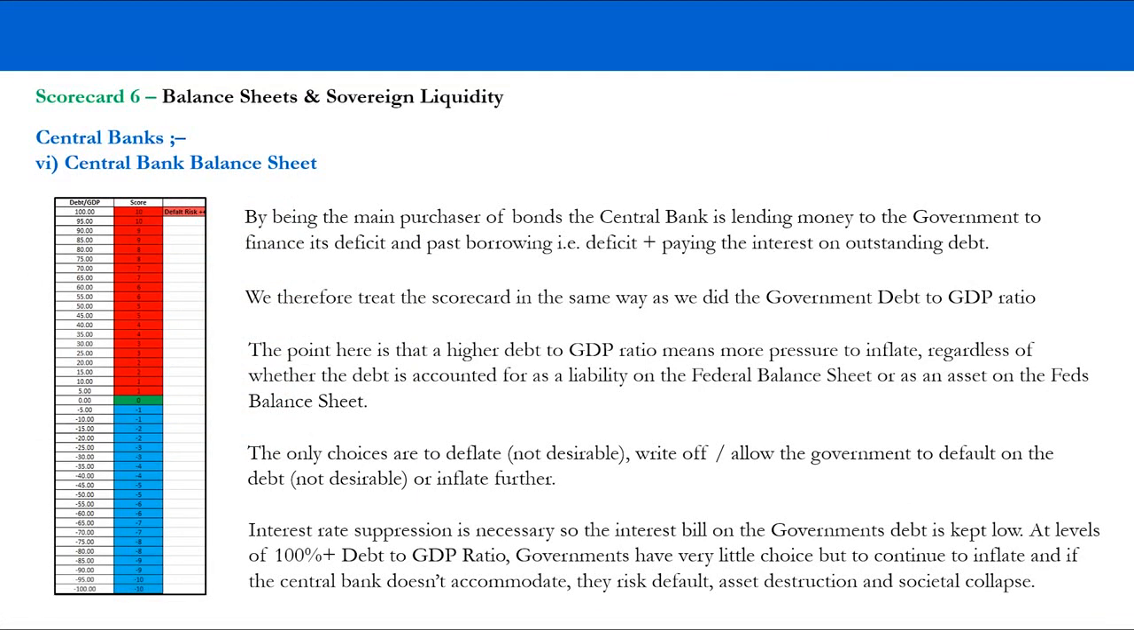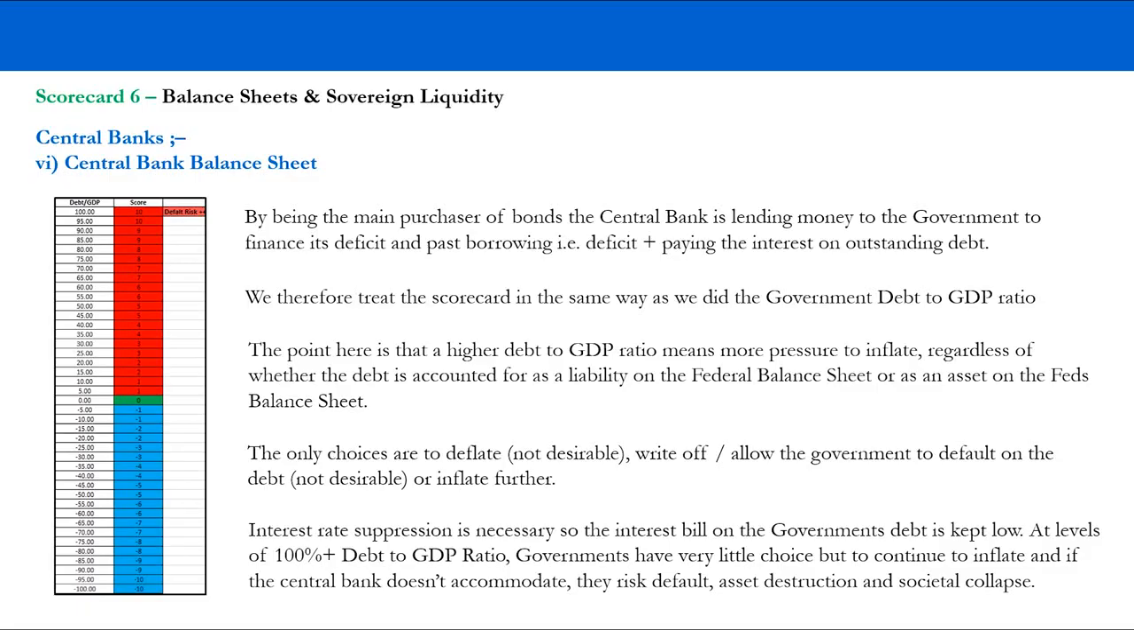So basically, by being the main purchaser of bonds, the central bank is essentially lending money to the government to finance its deficit and past borrowing. So deficit plus paying the interest on outstanding debt. So we therefore have to treat the scorecard in the same way as we did when we looked at the government debt to GDP ratio. So it's basically the same thing. The debt is just being transferred. The point here is that a higher debt to GDP ratio just means more pressure to inflate further, regardless of whether the debt is accounted for as a liability on the Fed's balance sheet or as an asset on the Fed's balance sheet. It doesn't matter what they call it.